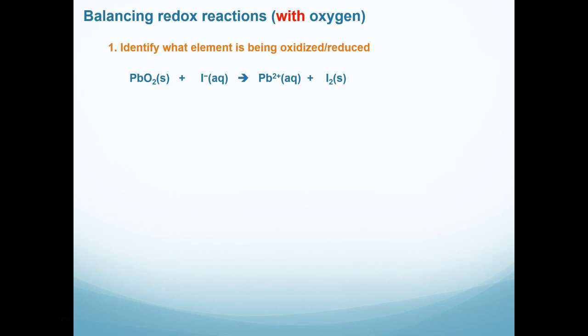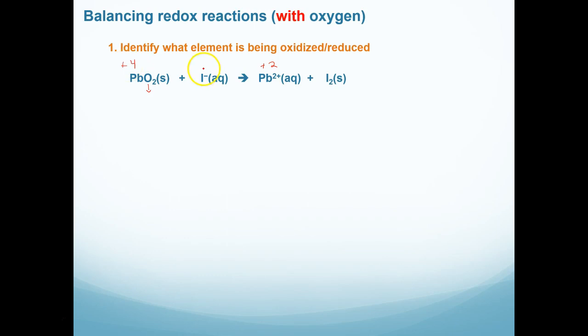So now we need to start adding in waters and H plus to balance things out. So again, we're going to identify what element is being oxidized and which one is being reduced. So here we have an oxidation state of +2, right? Here we know that each of these oxygens is -2, and we have 2 of them, so the total will be -4, which means lead has to be +4 to balance it out.